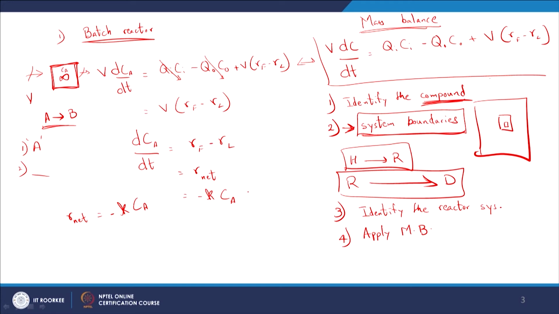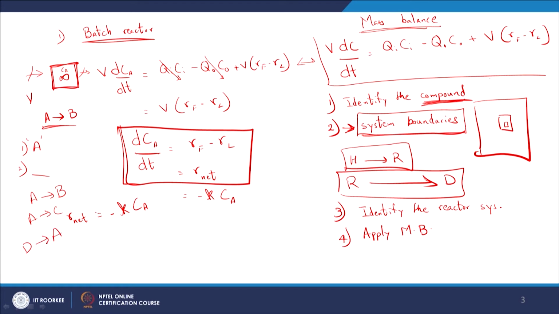So again, if you are just looking at a batch reactor, what is the take home message? I guess this is the take home message for a batch reactor for a particular compound: dCA by dt, or dC by dt, is equal to R net. In our example, we said A goes to B is the only reaction we are looking at, but obviously if there are multiple reactions, let us say A going to C or D forming A and so on, you will write down the relevant R net, or RF minus RL, and you will get the relevant equation.